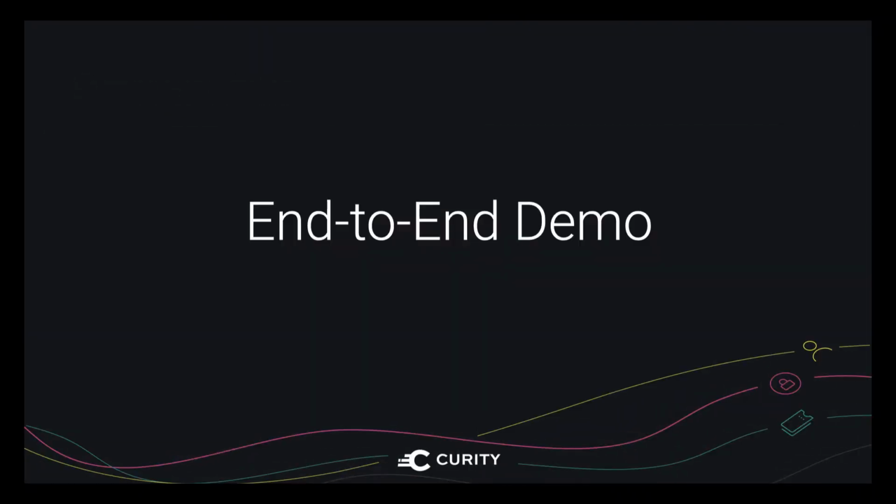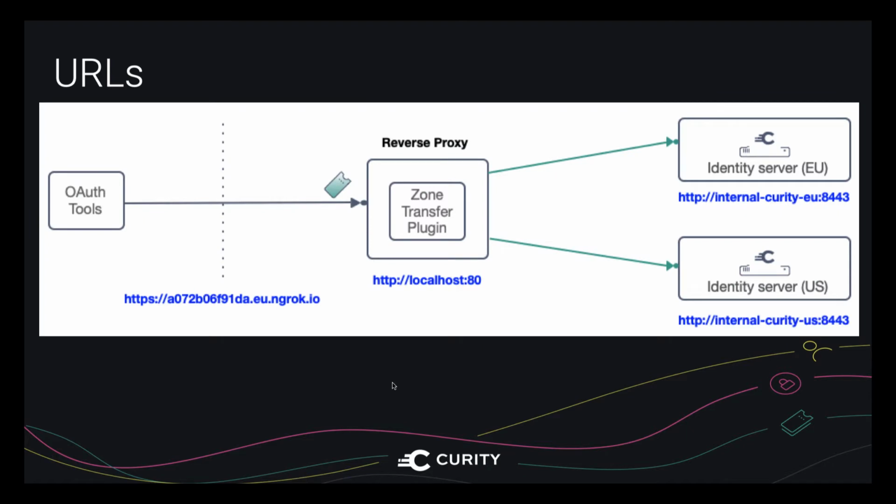Our demo will use Docker images so that it's easy to run the entire system on a standalone computer. First though, let's have a look at the HTTP requests. We're going to use OAuth tools as a test client. Instances of the Curity identity server will run internally within a Docker Compose network, and endpoints will be exposed to the host computer via a reverse proxy which runs at localhost port 80. In order to get OAuth tools to connect to the reverse proxy, we will use an ngrok tunnel, and we'll show how to get all of this set up shortly.